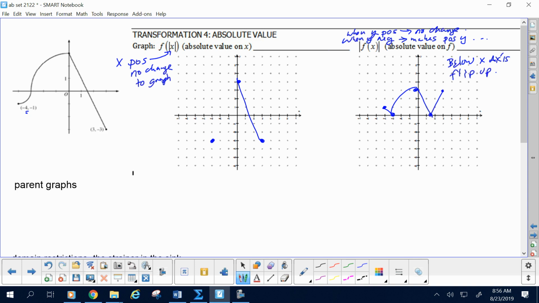And if I were to put negative 1.5 in, what's the absolute value of negative 1.5? 1.5. And what's f of 1.5? 0. And so what happens to the graph is the left side, where negative x happens, is a mirror image of positive x. Well, what happens to the semicircles? Well, they never happen. They're gone.